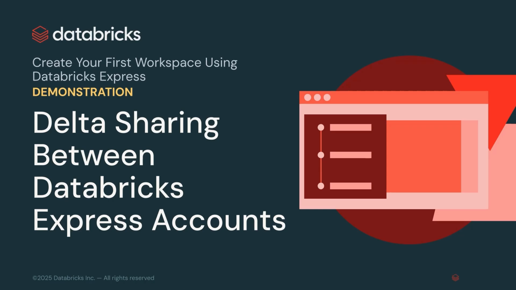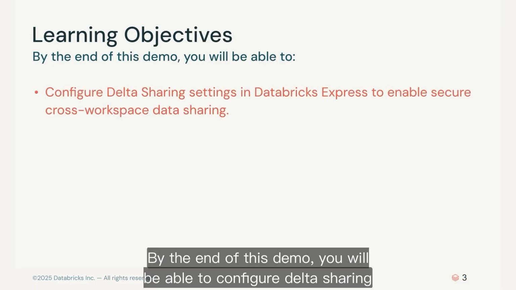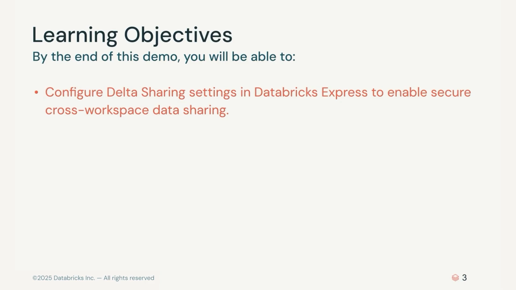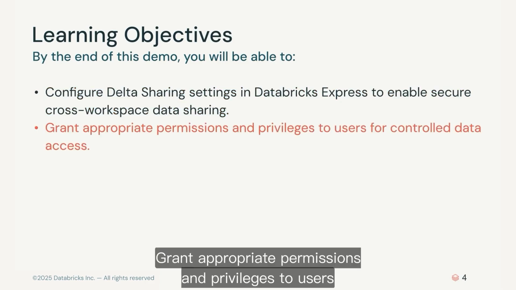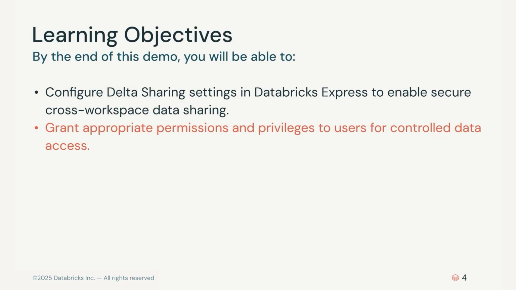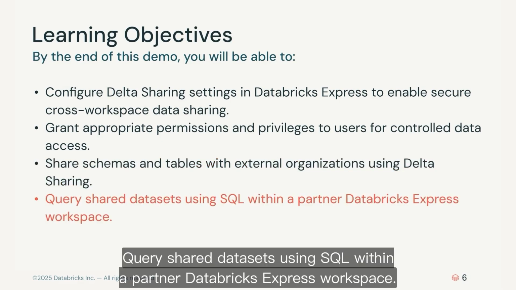data collaboration. By the end of this demo, you will be able to configure data sharing settings in Databricks Express to enable secure cross workspace data sharing, grant appropriate permissions and privileges to users for controlled data access, share schemas and tables with external organizations using data sharing, and query shared datasets using SQL within a partner Databricks Express workspace.